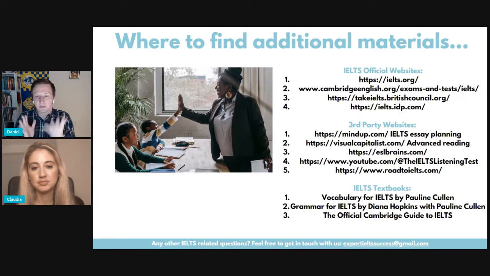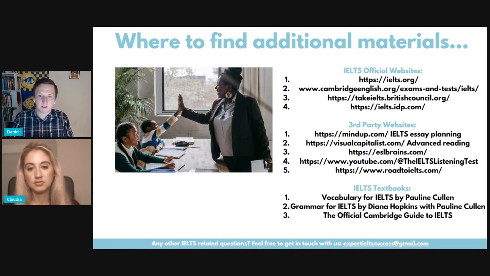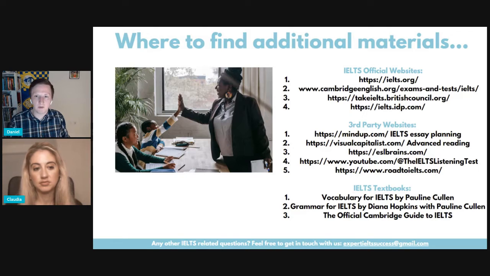And then finally, there are some textbooks you could use just to help you with your own self-study, your own knowledge, your own personal development. So we have Vocabulary for IELTS by Pauline Cullen, Grammar for IELTS by Diana Hopkins with Pauline Cullen, and the official Cambridge Guide to IELTS. So these are 3 really good textbooks to help you get started and build your knowledge and experience as well. And that's in addition to the materials that we can provide you.